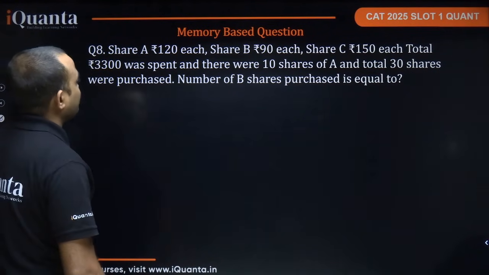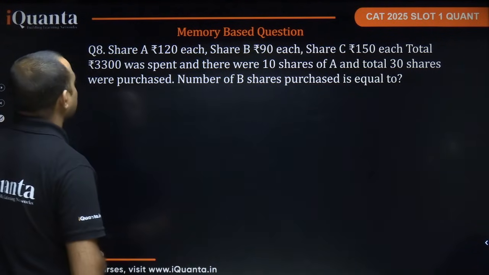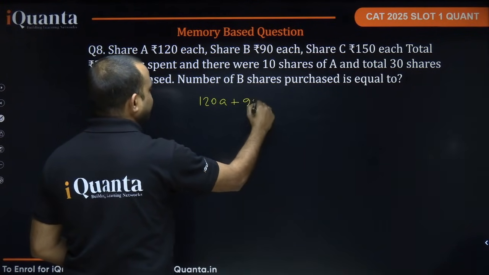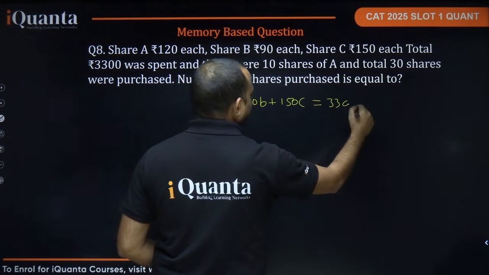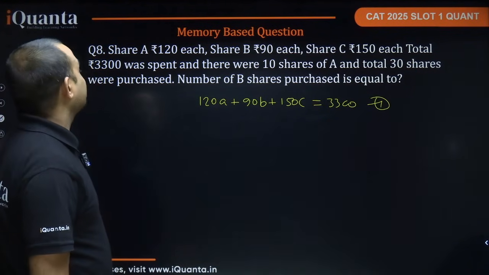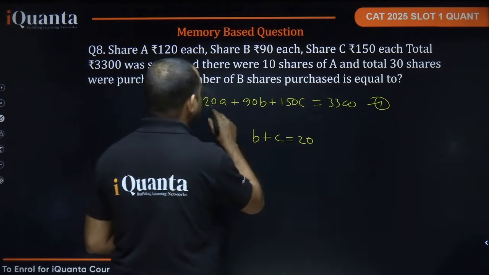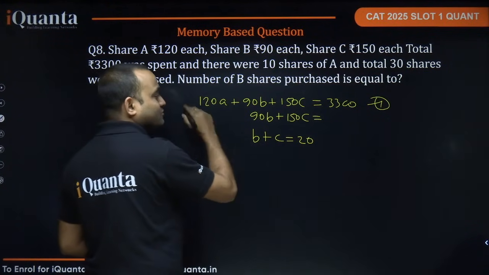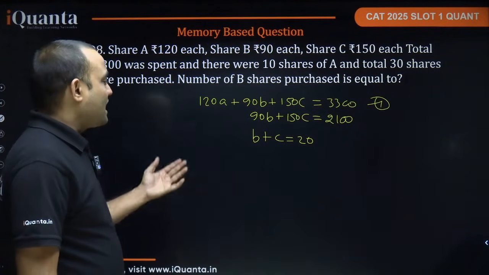Question number 8, share of A is 120 rupees each, B 90 rupees each, C 150 rupees each. Total 3300 was spent. So what we can say, 120A plus 90B plus 150C is equal to 3300, right? And then it was given that there were 10 shares of A and total 30 shares were purchased. Means B plus C is equal to 20. And if A is 10, we can say 90B plus 150C. 120 into 10 is 1200, so that leaves 2100, correct? So 2100 is left, and B plus C is 20.